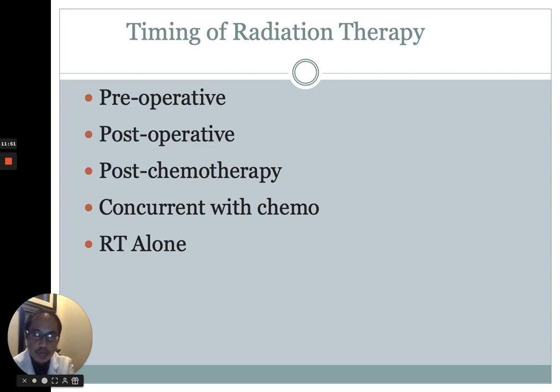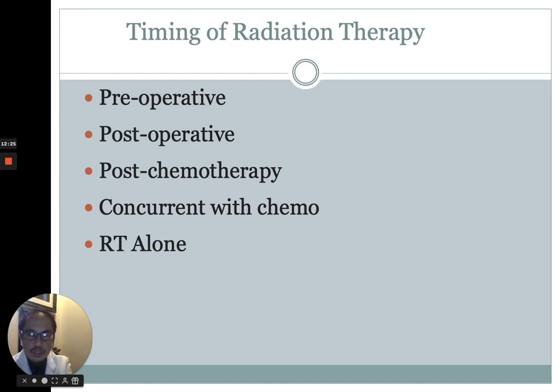Also, post-chemotherapy, meaning if the patient has already undergone surgery, for example, for breast cancer, the patient would undergo modified radical mastectomy wherein they remove the breast, then the patient would undergo chemotherapy, then after that, the patient would undergo radiation therapy. Or concurrent with chemotherapy, meaning radiation and chemotherapy are given at the same time. This is because there would be a synergistic effect between chemotherapy and the radiation therapy. So the chemo and the radiation would help each other.